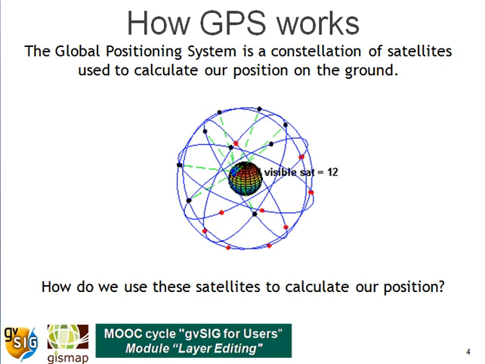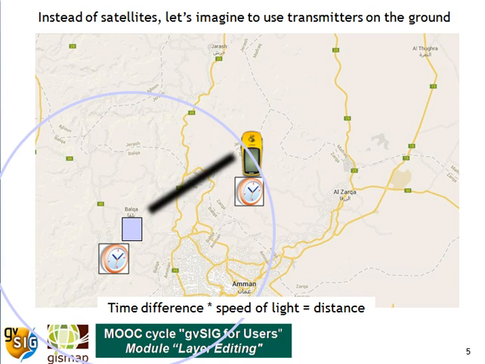How does GPS work? The Global Positioning System, that stands for GPS, is a constellation of satellites used to calculate our position on the ground. And how do we use these satellites to calculate our position? Let's imagine using a transmitter on the ground. We can calculate the distance between the receiver and the emitters through the equation time difference times speed of light equals distance. So in this case, we can be in any place around this circle.